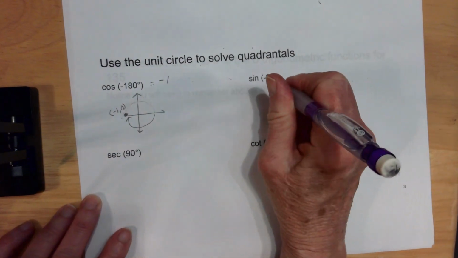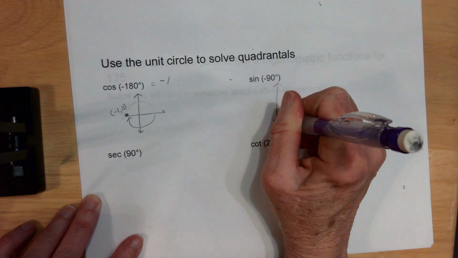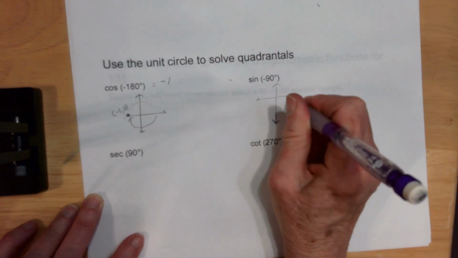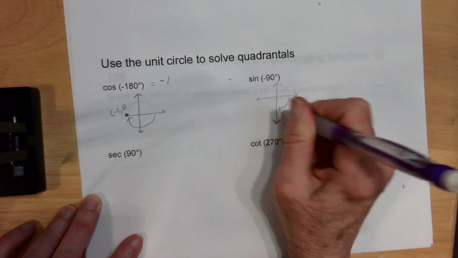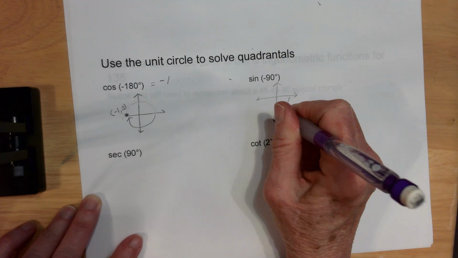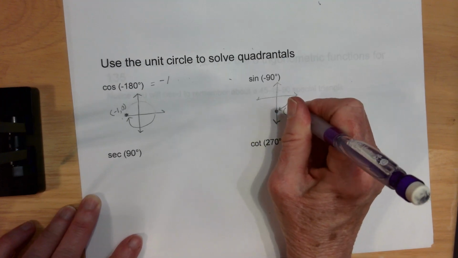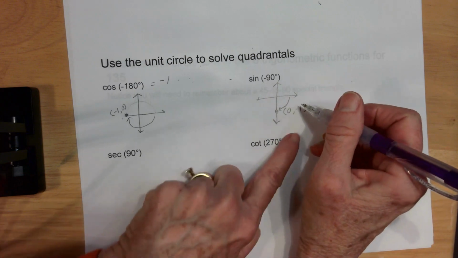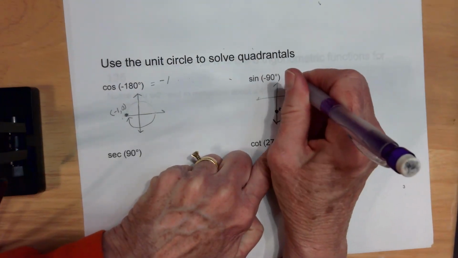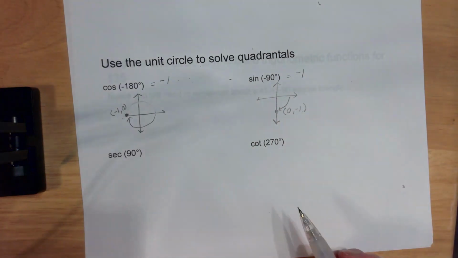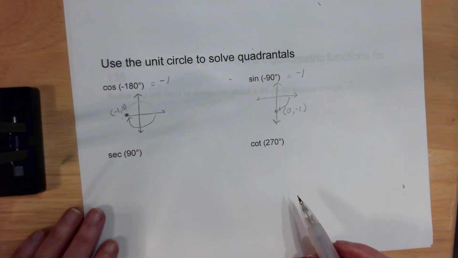If I had the sine of negative 90, then I'm going down here. So I'm right there on my unit circle, where the ordered pair is (0, -1). I'm looking for the sine, which is my y value, which is going to be negative 1. X is cosine, y is sine.